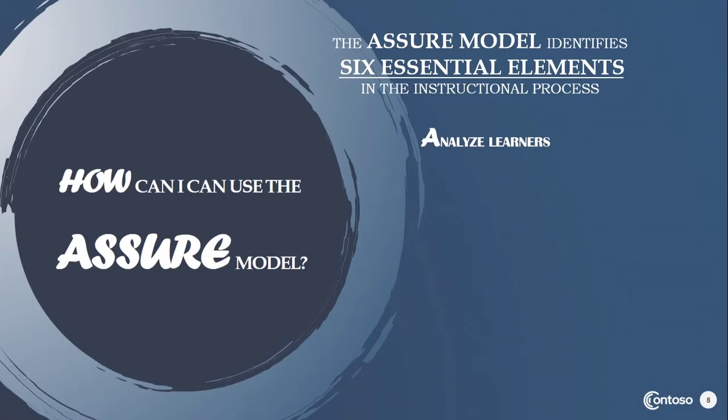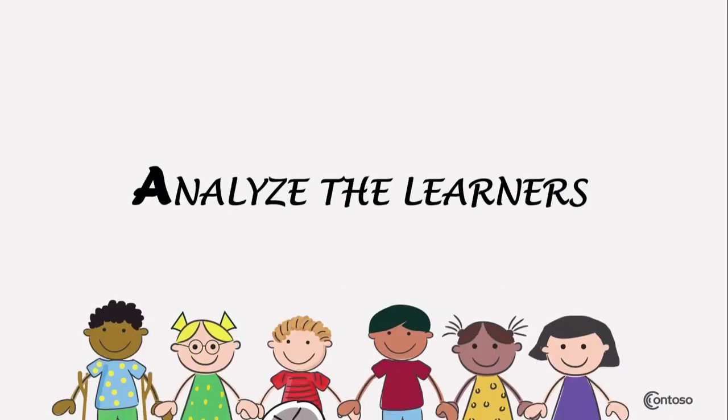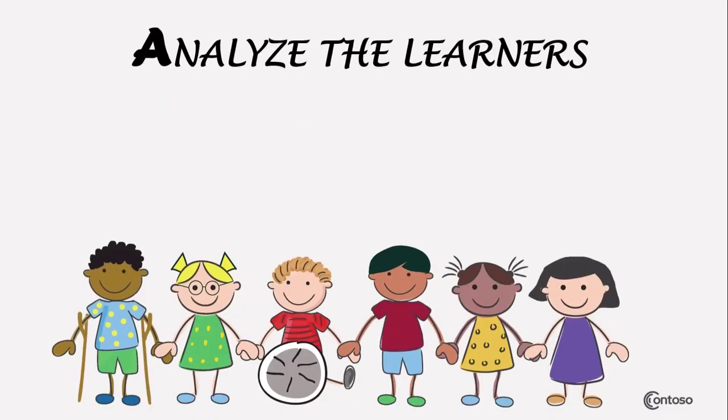A stands for Analyze Learners. S for State Objectives. Another S for the ASSURE is Select Methods, Media, and Materials. U stands for Utilize Methods, Media, and Materials. And the R, Require Learners' Participation. And lastly, to complete, E stands for Evaluate and Revise. Now let's go over them one by one. First is Analyze the Learners.